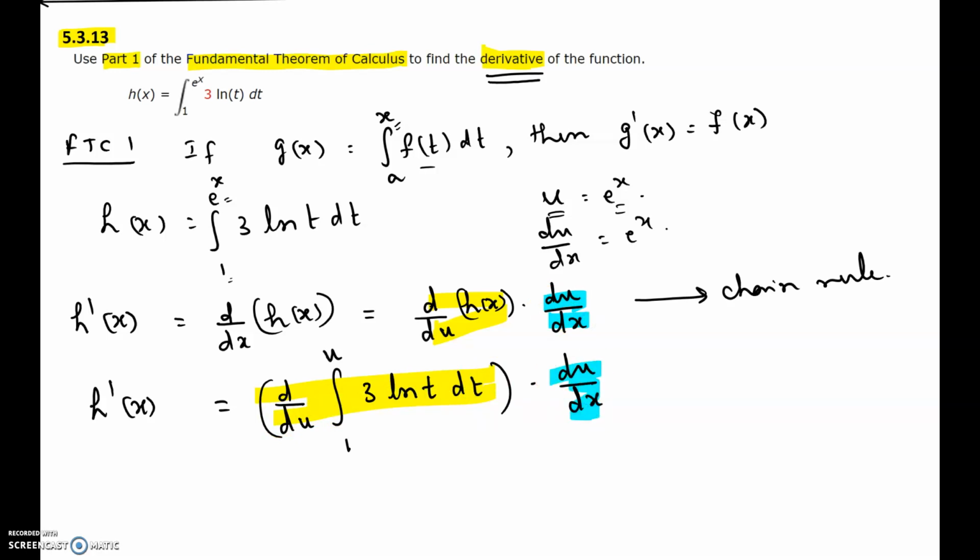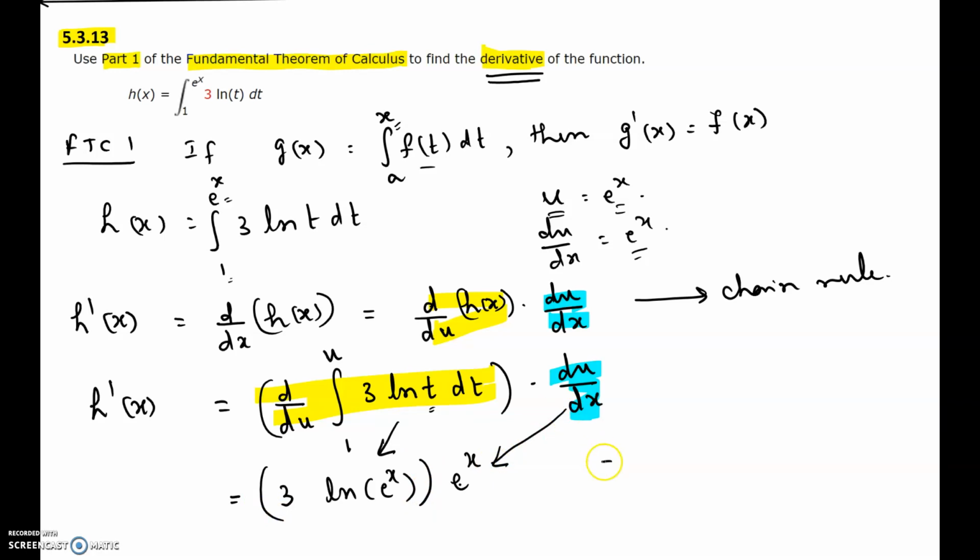So this is like your regular fundamental theorem of calculus. The derivative and integral cancel out, so you get the integrand with the variable t replaced by the upper limit. So it is 3 ln of u, where u is e to the x. That is this part. And then du by dx, which is e to the x. So it is this part.